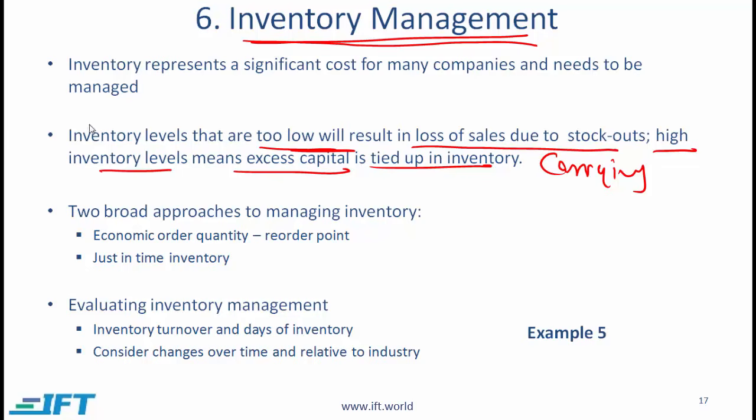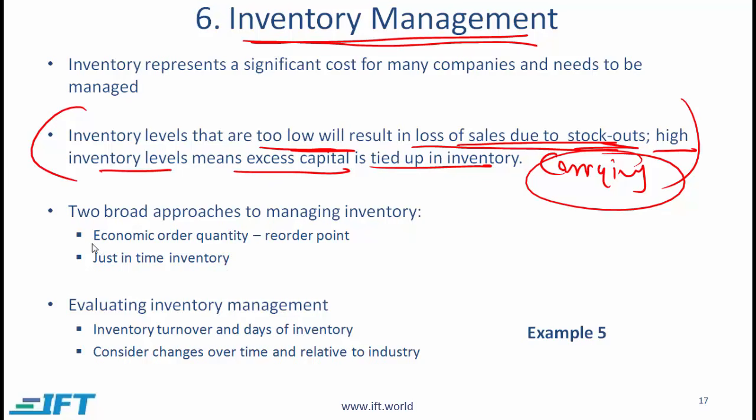The bottom line is that managing inventory involves a trade-off between too much inventory and too little inventory. When you have too little inventory, you run the risk that a customer comes and you don't have the inventory. When you have too much inventory, that results in high costs. So what is the optimal amount of inventory to maintain? There are two broad approaches.